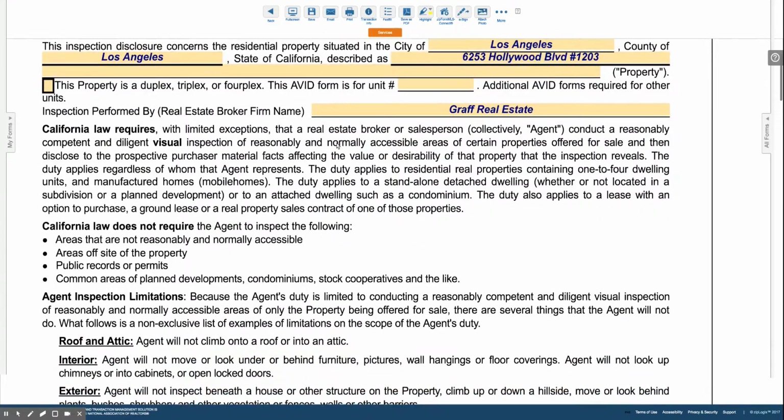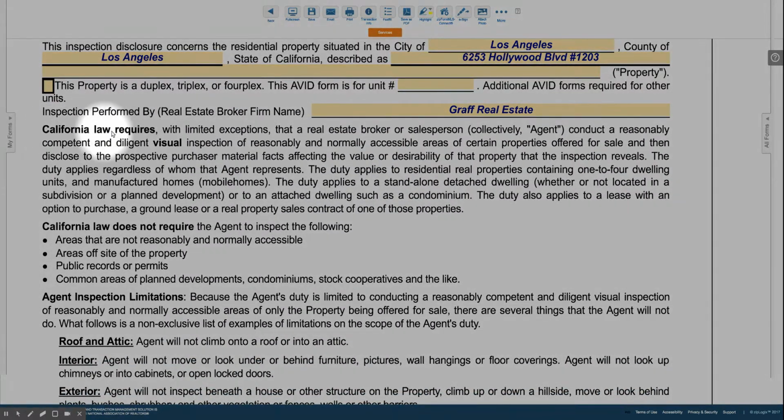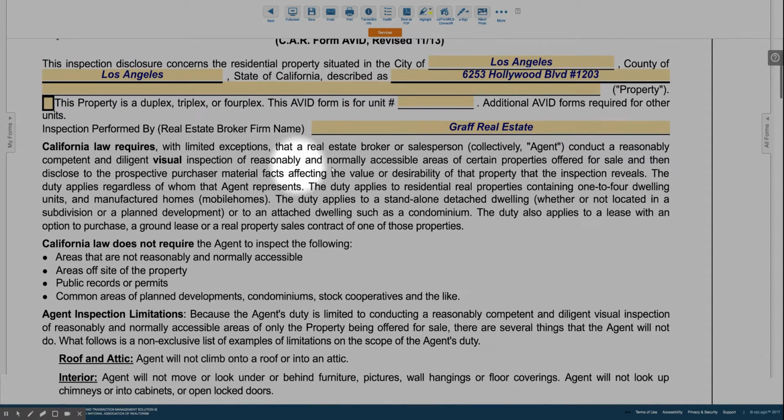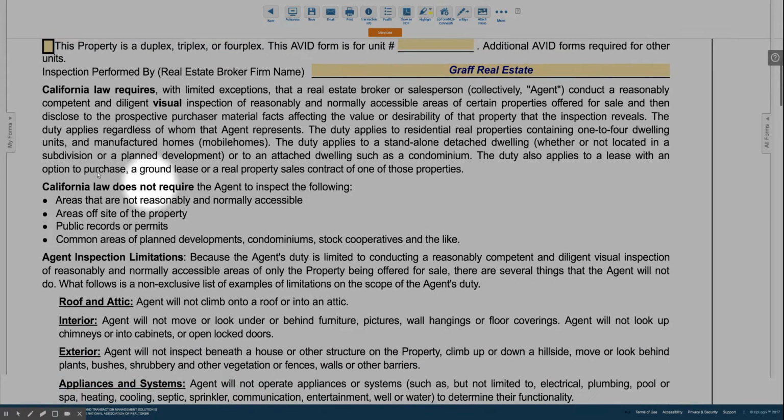And you may be asking yourself, what is the purpose of this? Well, California law requires it, for the most part, that real estate brokers or their agents conduct a reasonably competent and diligent visual inspection of the normally accessible areas of properties offered for sale. So it's notable what California does not require the agent to inspect, including areas that are not normally accessible, like the attic and under the home, areas off-site, public records or permits, or common areas of planned developments, condominiums, things of that sort.